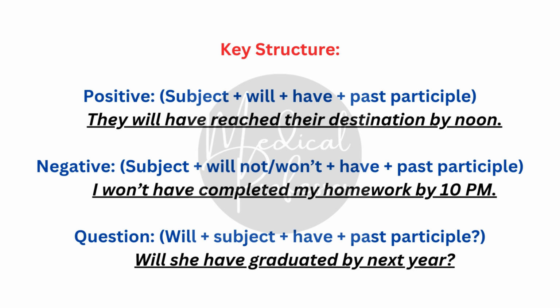Key structure. Positive sentences. Subject plus will plus have plus past participle. For example, they will have reached their destination by noon. Negative sentences. Subject plus will not plus have plus past participle. For example, I won't have completed my homework by 10 p.m. Question form. Will plus subject plus have plus past participle. For example, will she have graduated by the next year?